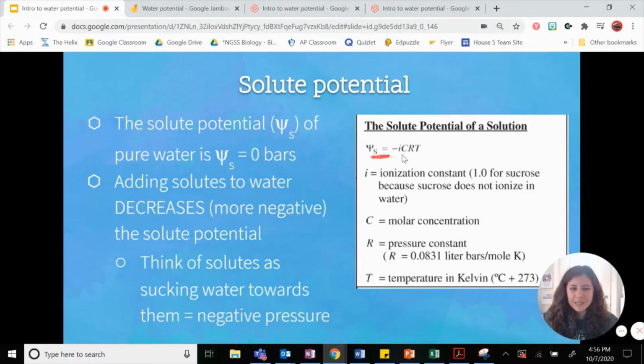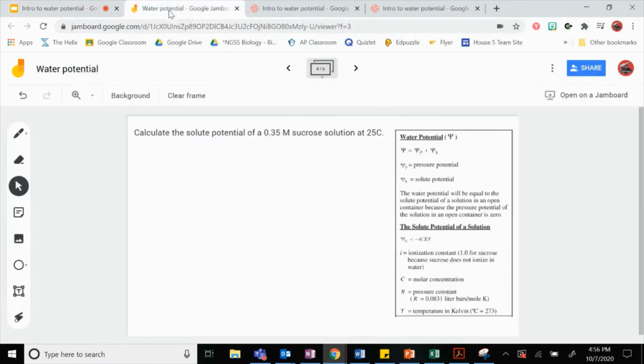And one way I like to think about this is, remember, water is going to move towards solutes most of the time, right? So you can think that the solutes are almost like sucking the water towards them. So you can think of water getting sucked towards those solutes. So solutes are almost making like a negative pressure that's sucking water towards them like a vacuum. Okay, let's do some practice problems.